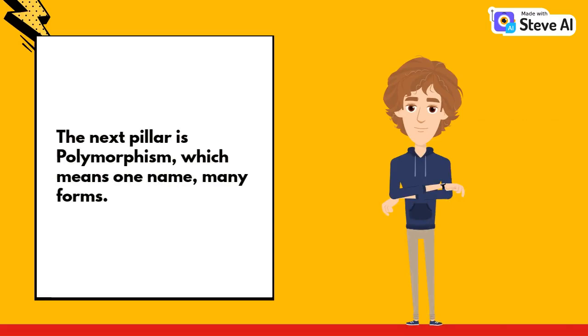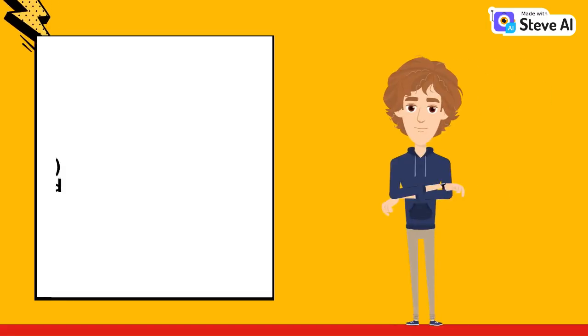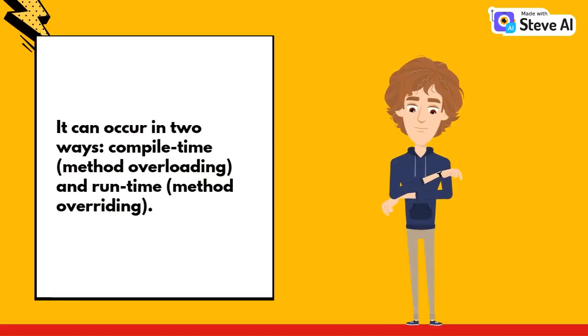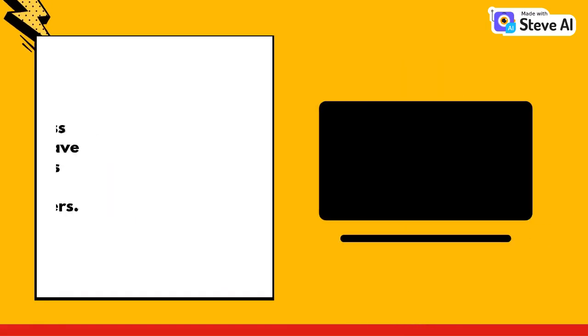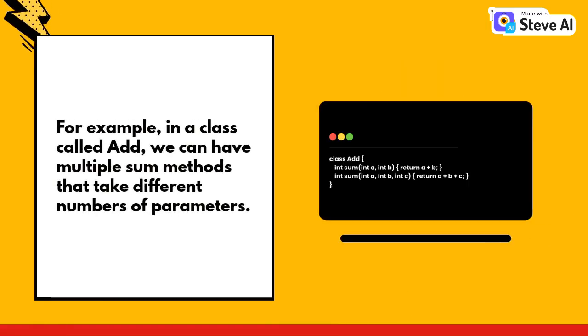The next pillar is polymorphism, which means one name, many forms. It can occur in two ways: compile time, method overloading, and runtime, method overriding. For example, in a class called add, we can have multiple sum methods that take different numbers of parameters.